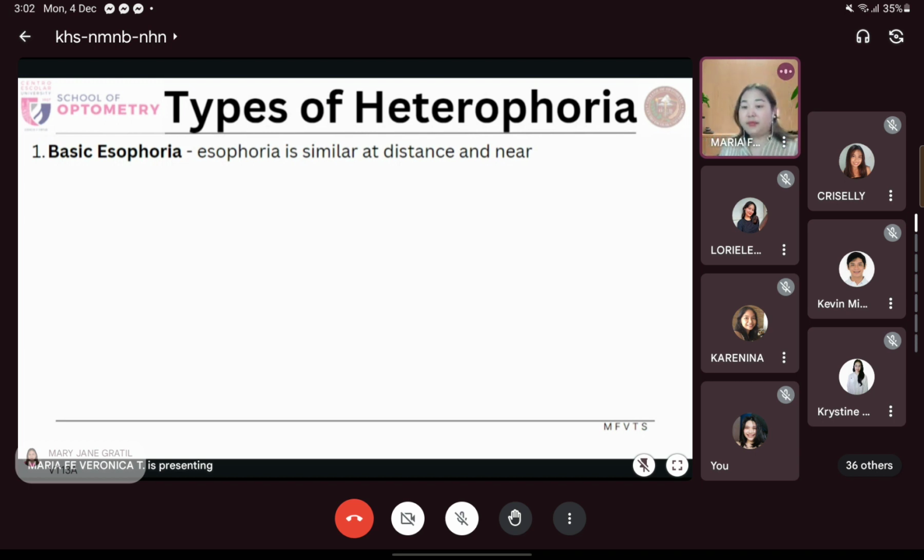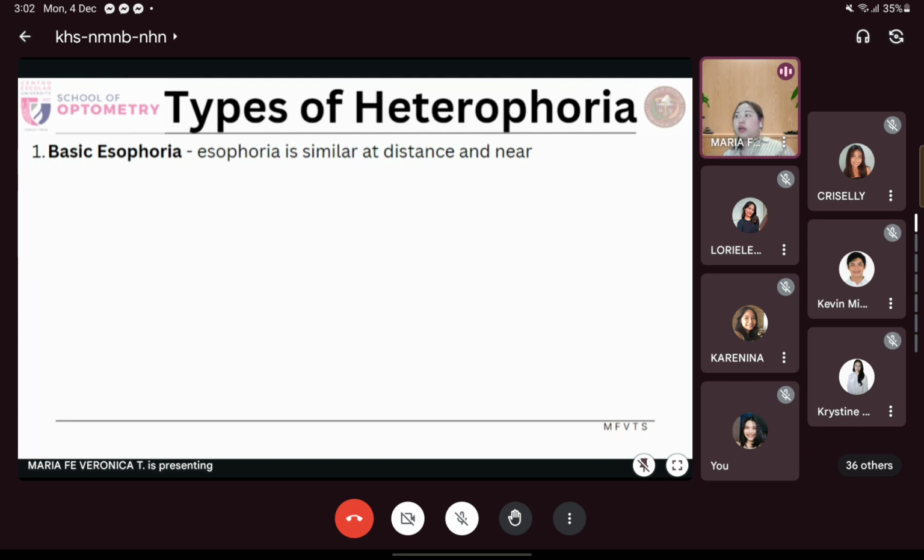13A and 13B. Tama. So, 3, 8 is for distance. 3 is habitual correction. 8 is sa VT7 correction. 13A is habitual correction then. And 13B is subjective refraction na correction for near.